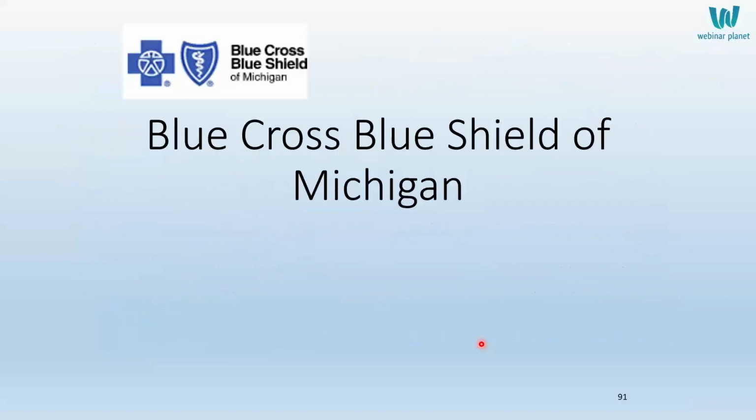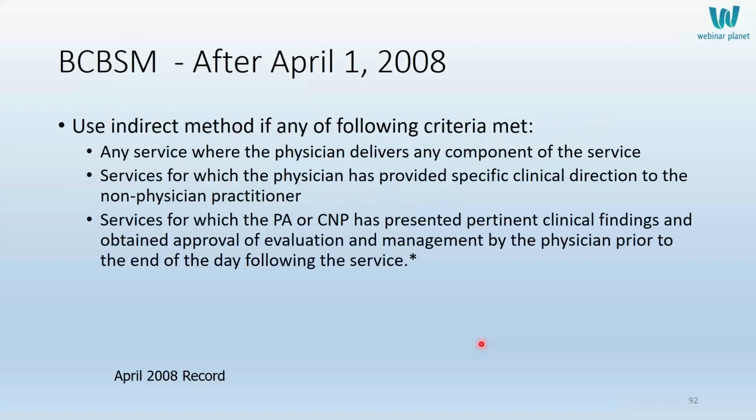So again, this information is in the Claims Processing Manual. Now, the last thing I want to talk about just very briefly is Blue Cross Blue Shield of Michigan, just as an example of how different a payer can look at the rules when it comes to incident to, or as they call it, indirect billing. According to Blue Cross Blue Shield, we're going to use the indirect method, which is incident to, if any of the following criteria are met.